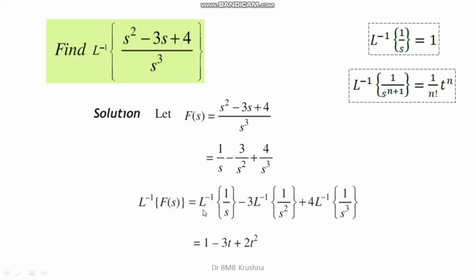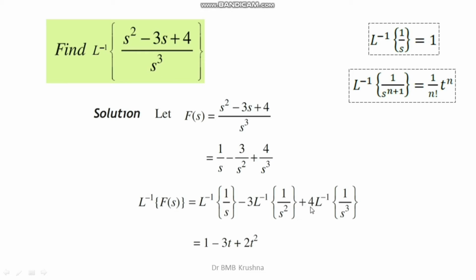L inverse of 1 by s is 1. We have written 1 here. Minus 3 constant, L inverse of 1 by s square. n plus 1 is 2 here, n is equal to 1. So 1 by 1 factorial into t power 1, that is only t.